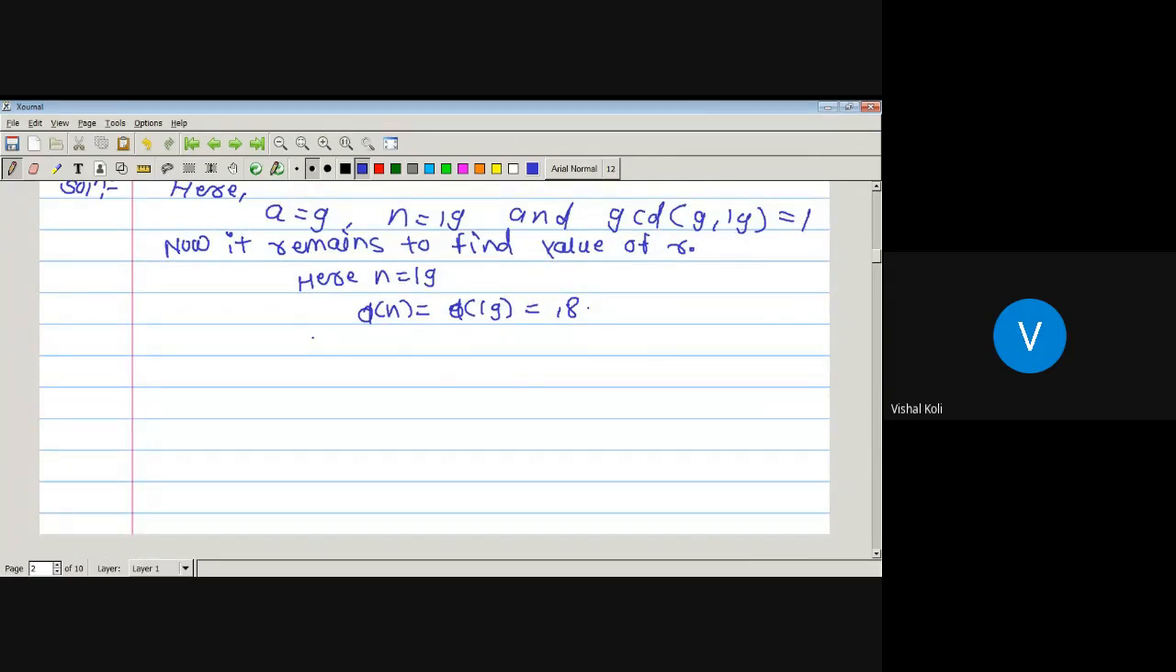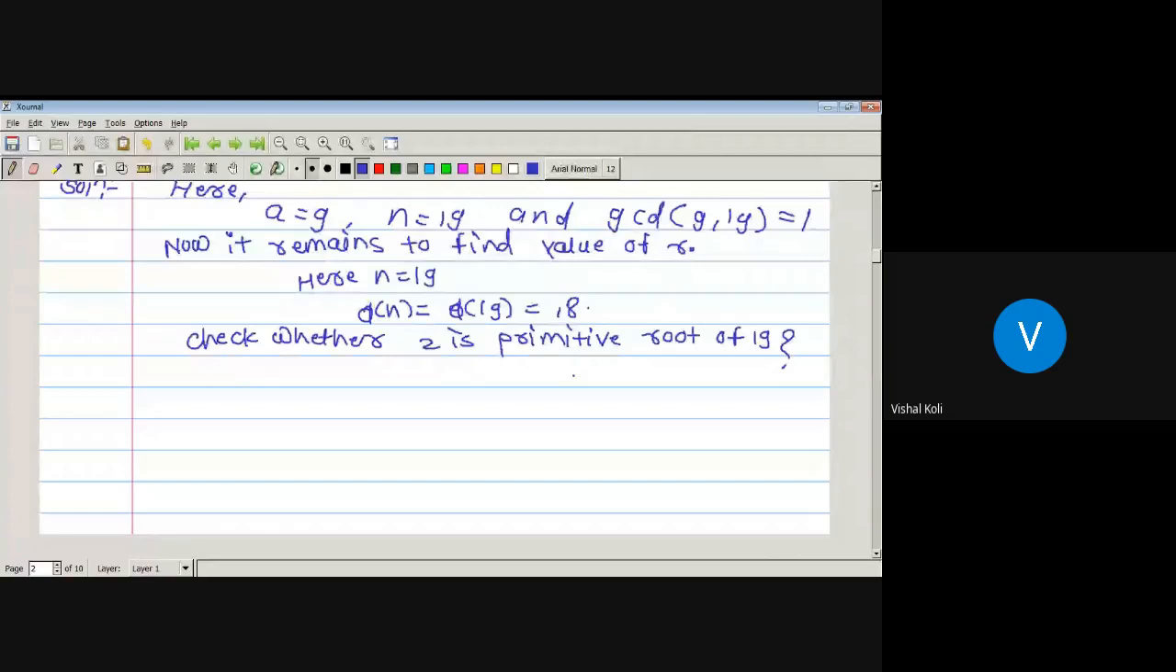Now check whether 2 is a primitive root of 19 or not. 2 is a primitive root of 19 if 2 to the power phi of 19 is congruent to 1 modulo 19, and 2 to the power k is not congruent to 1 modulo 19 whenever k is less than phi of 19, that is 18.